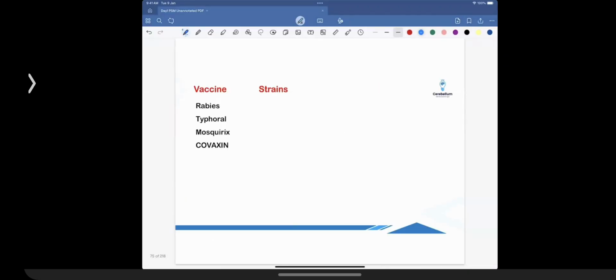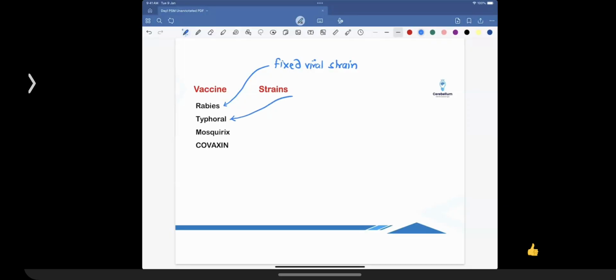Rabies vaccine is prepared from. The question was street viral strain, fixed viral strain, either of the above, none of the above. It is only from fixed viral strain. See, street virus is pathogenic. It has Negri bodies. It cannot be used for production of a vaccine. Fixed viral strain is non-pathogenic, no Negri bodies.